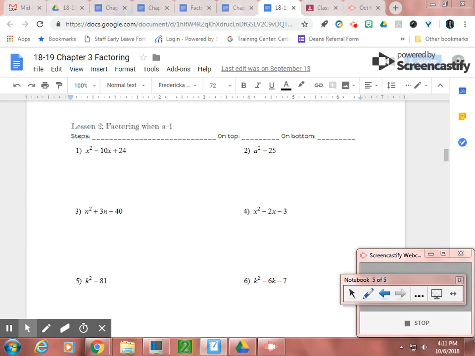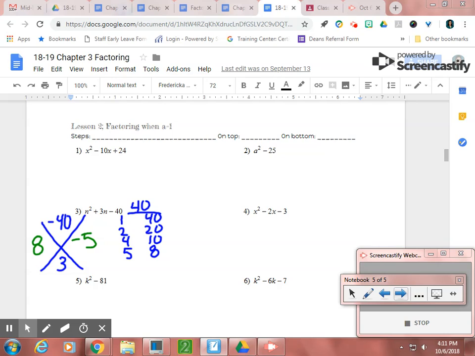Okay, same thing. This one has to multiply to negative 40 and add to 3. If you're starting to get the hang of this, you could probably do this in your head. But if not, you can make a list. So 1 and 40, 2 and 20, 4 and 10, 5 and 8. And then let's see, do I have any of these that add up to give me 3? Well, yeah, 8 minus 5 is going to give me 3. So your answer to this is x plus 8 and x minus 5.